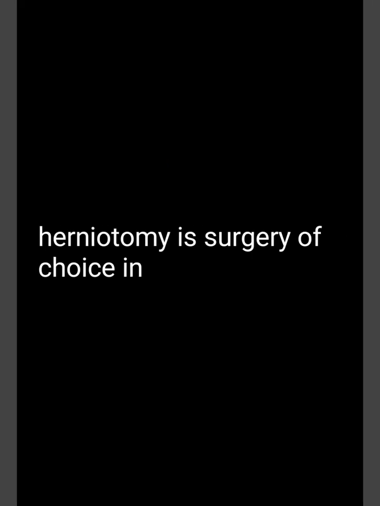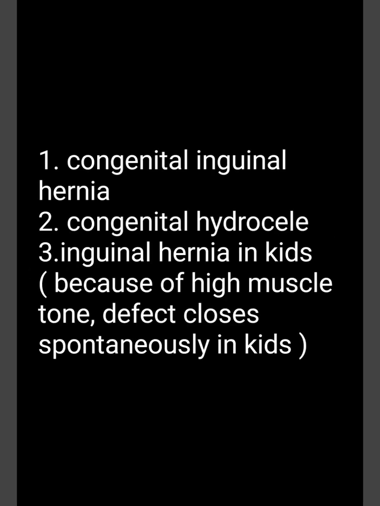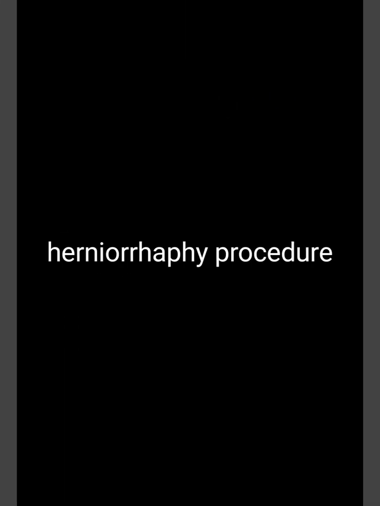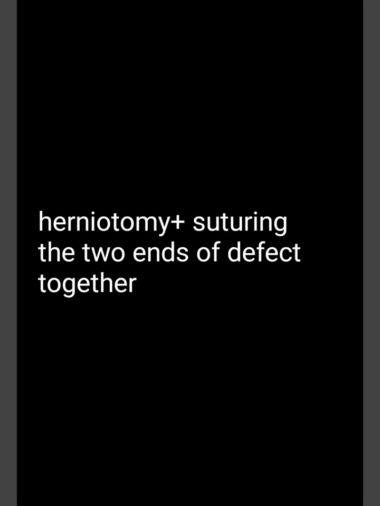Herniotomy is the surgery of choice in: 1. Congenital inguinal hernia. 2. Congenital hydrocele. 3. Inguinal hernia in kids, because of high muscle tone, the defect closes spontaneously in kids. Herniorrhaphy procedure: herniotomy plus suturing the two ends of the defect together.